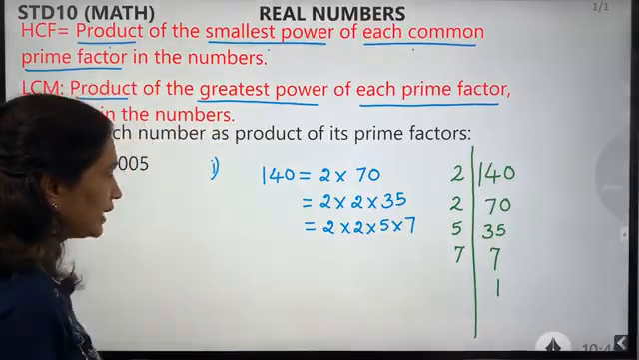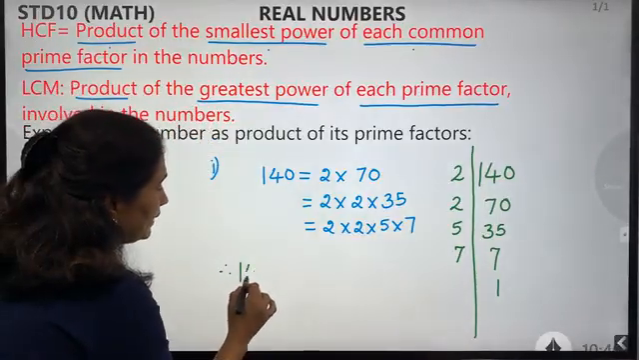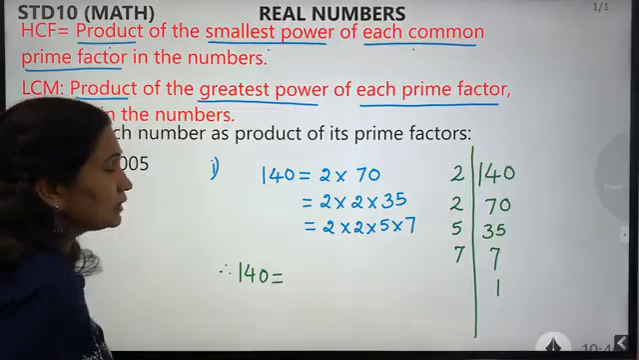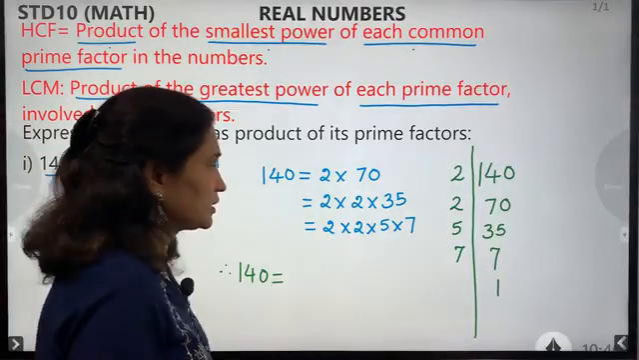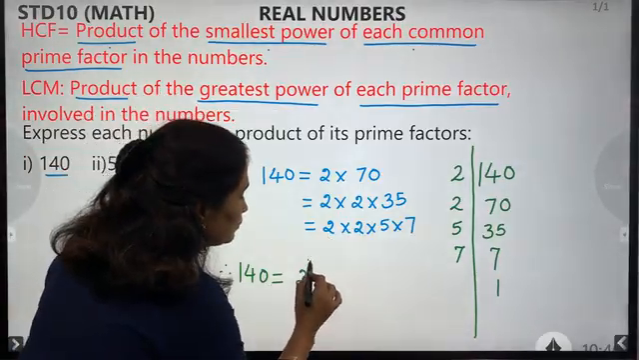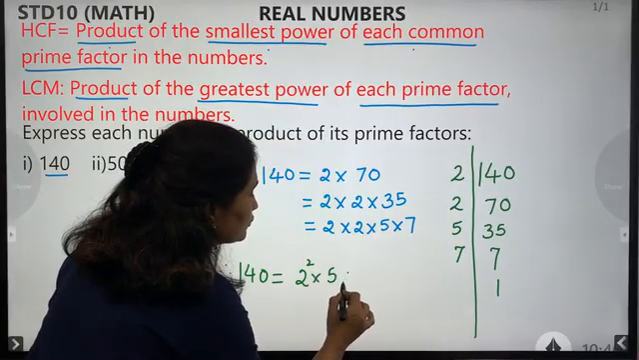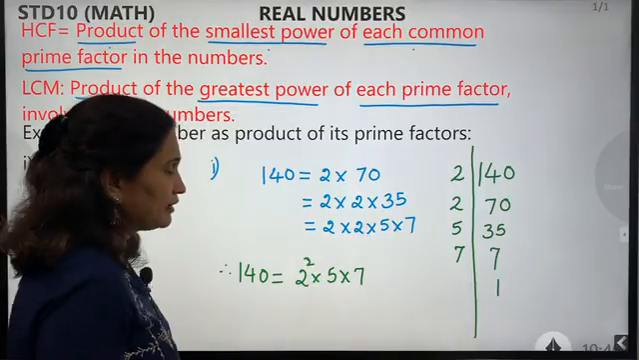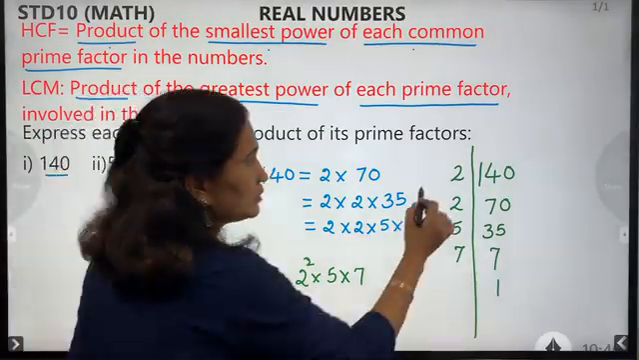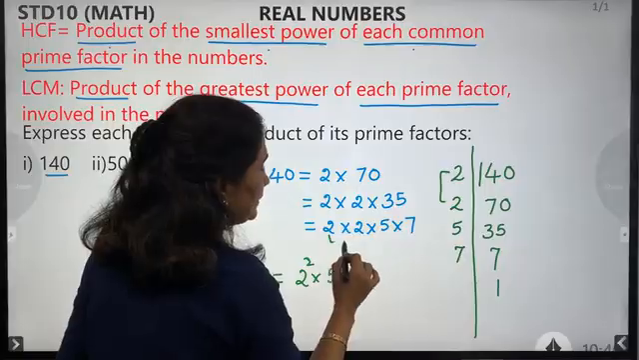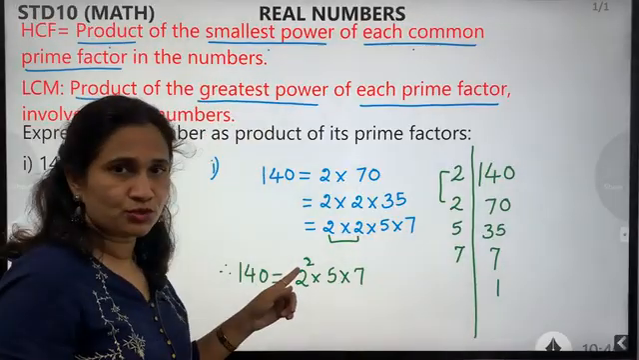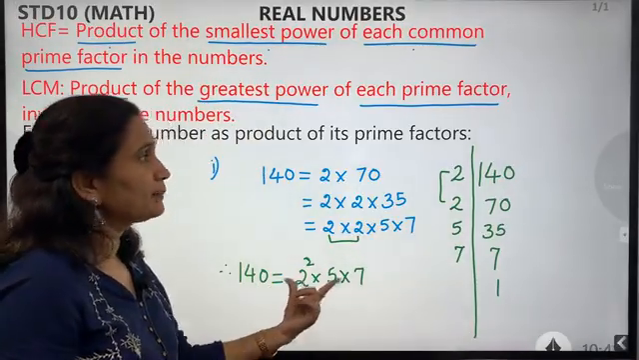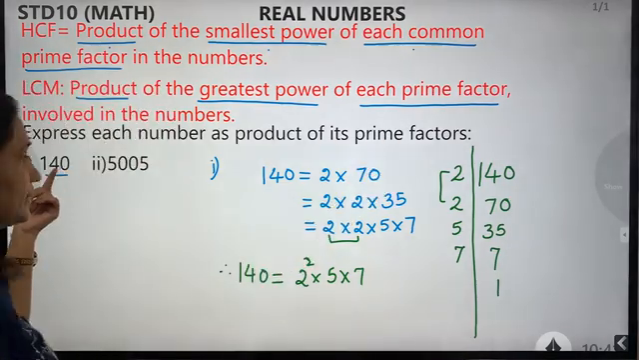But then how do you write it? Therefore 140 is equal to, now since 2 is repeated over here, children, how do I write? It is equal to 2 square into 5 into 7. So this is how you find the prime factors of the given number. Since the 2 is repeated over here and repeated over here, I will write it as 2 square. So these are the final prime factors of 140.